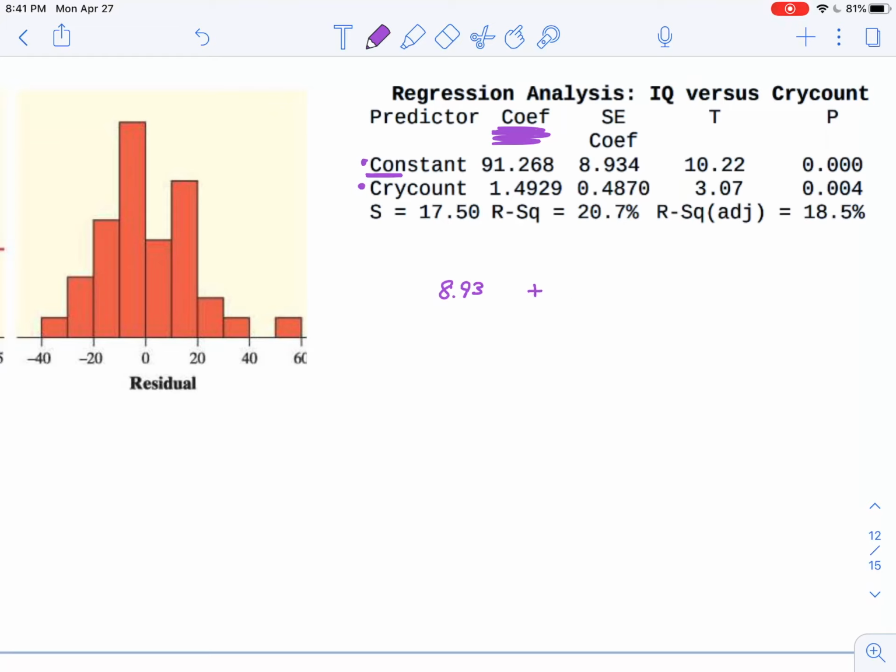Oh, I'm in the wrong column. The one that says just plain coefficient is what I should have been looking at. But I do still want to call it the cry count. So the coefficient of our x variable is 1.4929. And the coefficient that's just a constant value is 91.268.